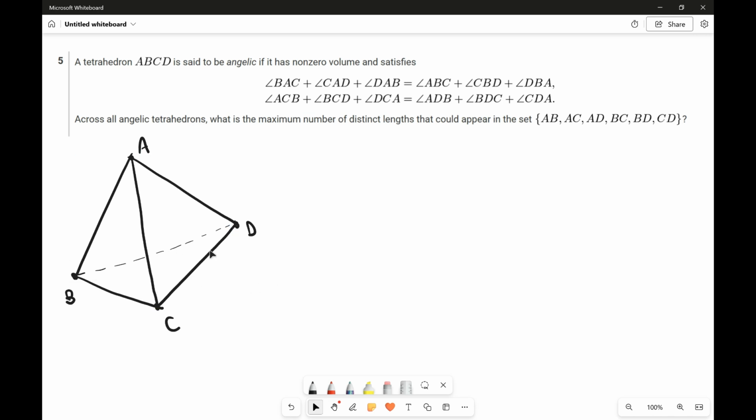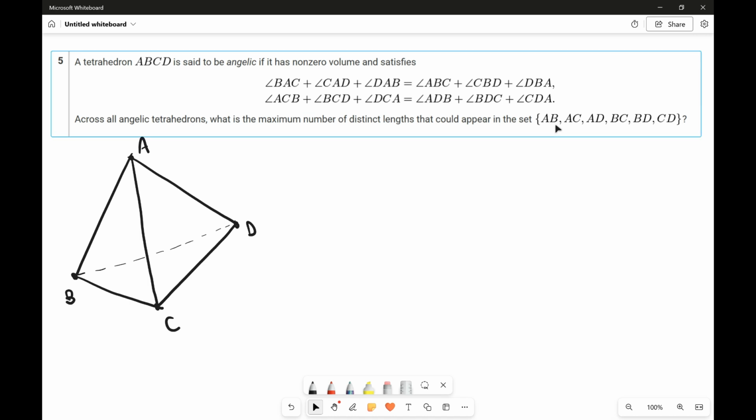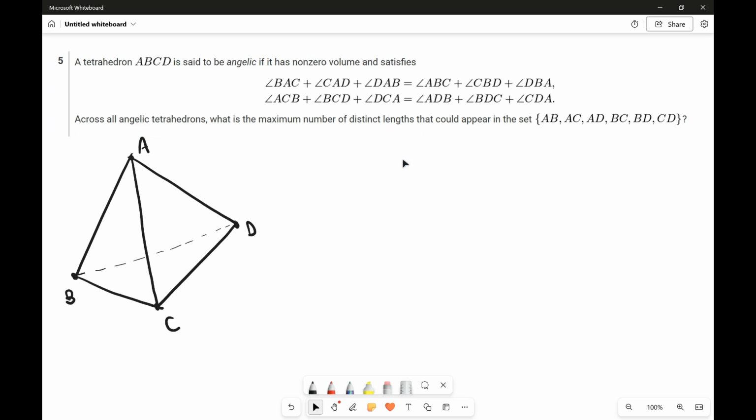So that means that if we have a regular tetrahedron, then all of these lengths would be the same, and that would give 1. But surely we can do a lot better than that. And we wish to find the maximum number of distinct lengths. So how can we start on this problem?